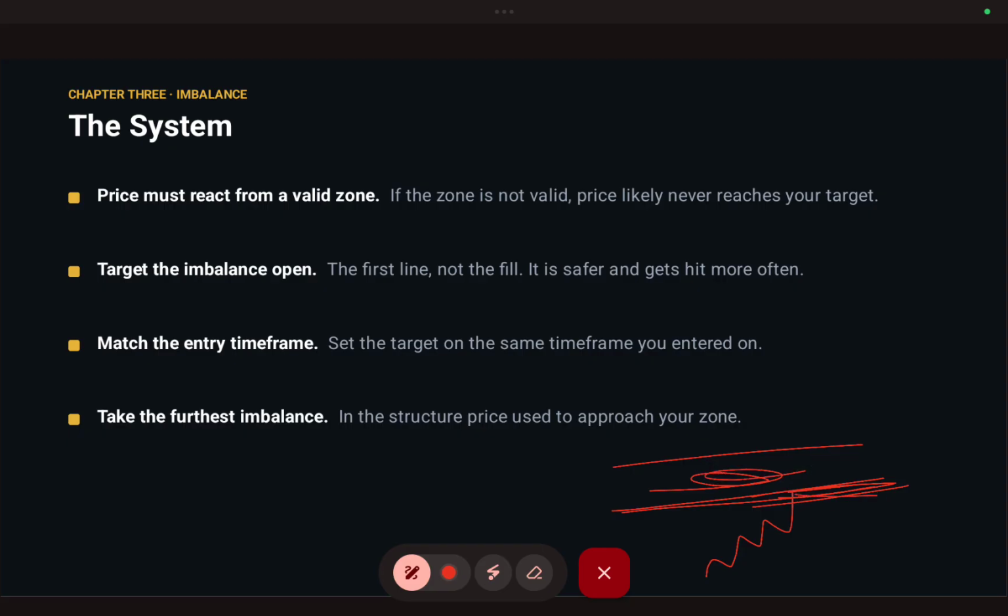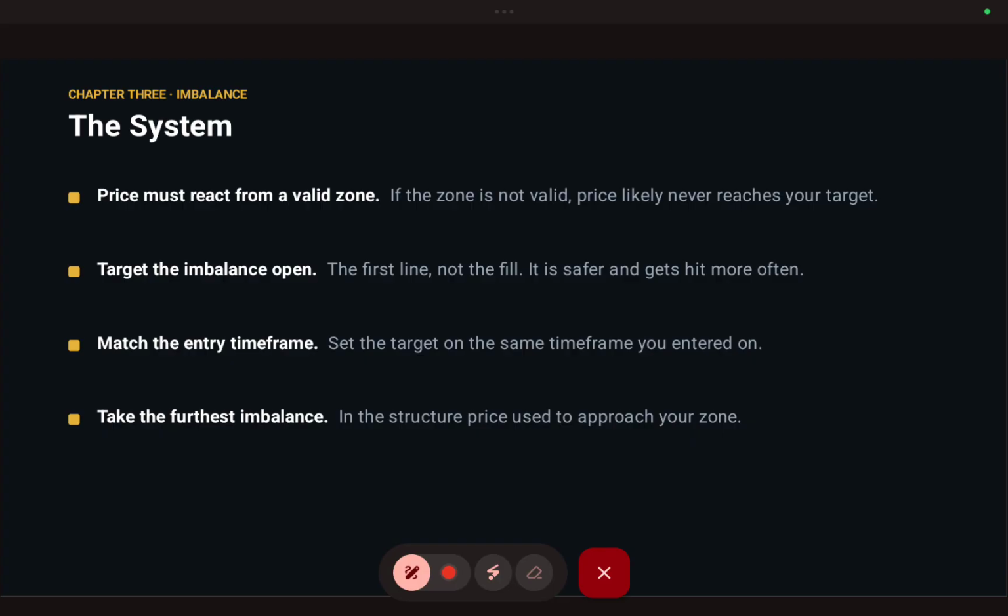If you are selling and price hits this top line here, that first line, you take profit. The open of the imbalance is still here, you take profit at the first line. So once price hits here, you take profit for a bearish trade. Once price hits here for a bullish trade, you take profit. That is what I'm trying to explain. We're going to see it on the chart.